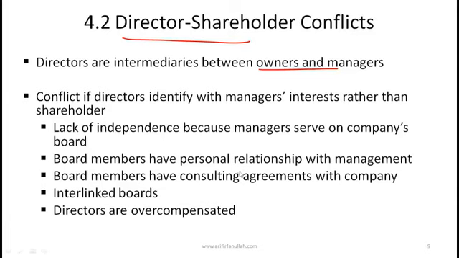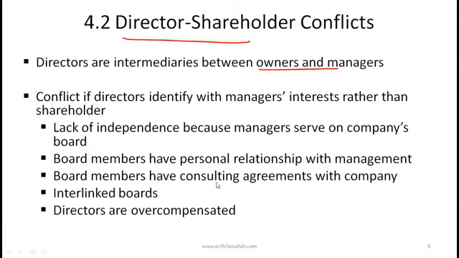Board members have personal relationships with the management, so either close personal friendship or maybe even related. Board members have consulting agreements with the company. So a board member is doing these nice cushy consulting jobs. So somebody who is a retired executive from one bank is now on the board of XYZ bank, and XYZ bank is giving all sorts of high value consulting assignments to that guy on the board.